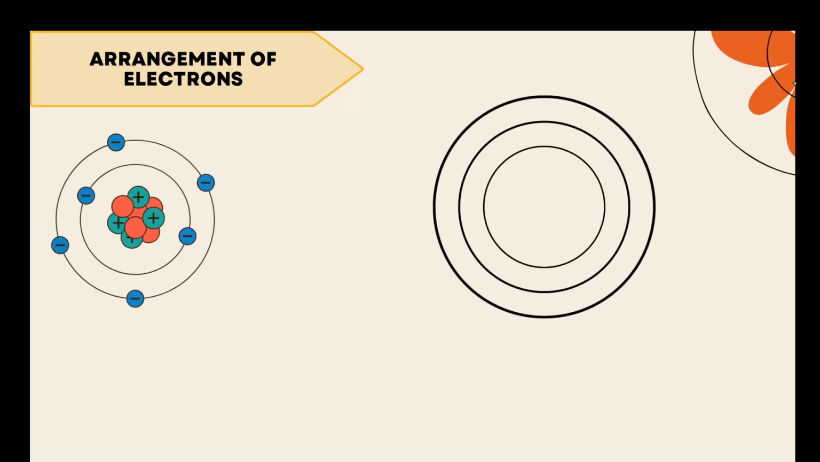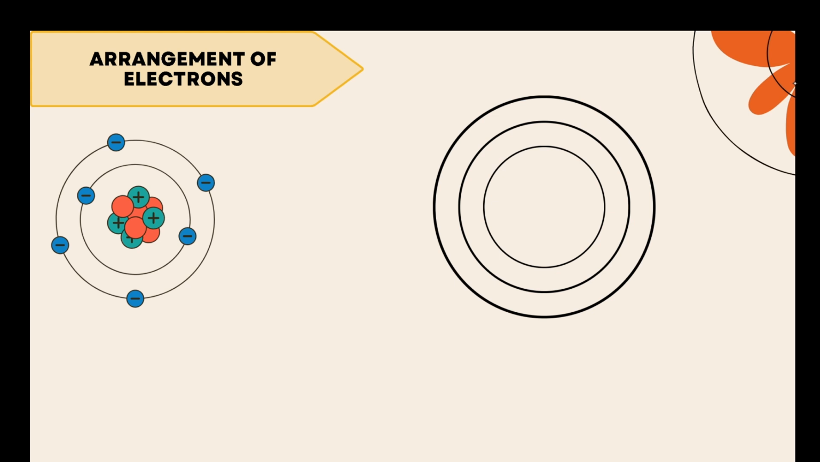Now let's see the arrangement of electrons. That is how you will draw the atomic orbital structures. That is important because in the examination you are being asked to draw. So always draw with a pencil using a compass so that your diagrams are neat.